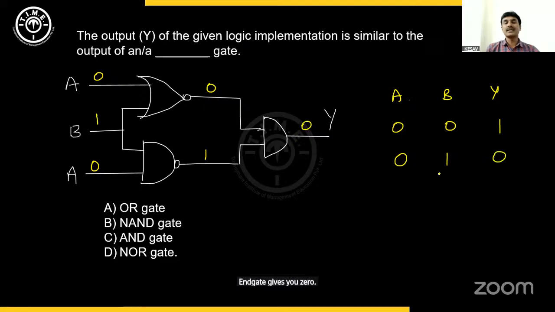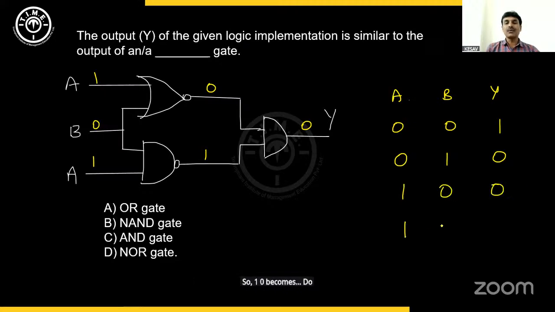So 0, 1 it is 0. Next, change the combination. A is 1, B is 0. So when 1 and 0 are the inputs for the NOR gate, output is 0. When 0 and 1 are the inputs for the NAND gate, output is 1. For these two inputs, AND output is 0. So 1, 0 becomes 0.